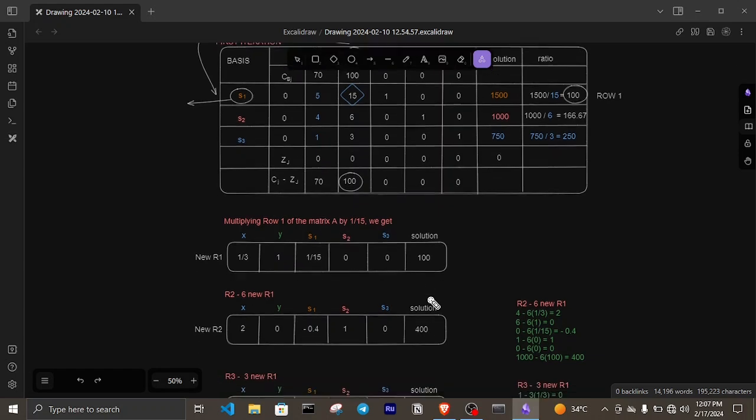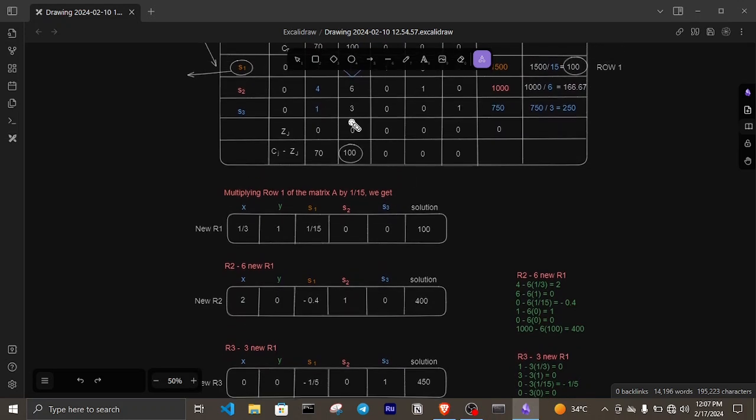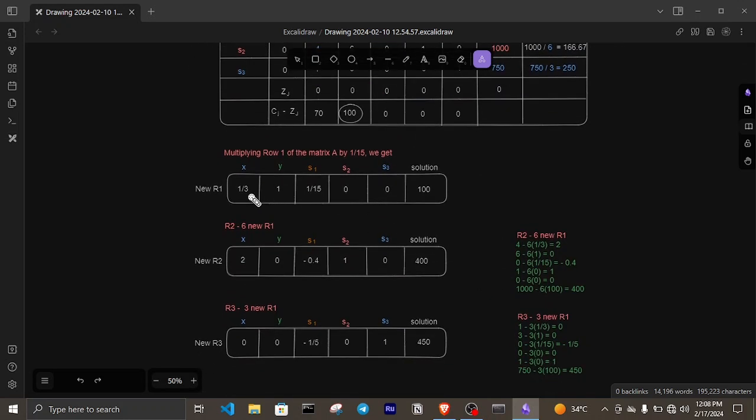So the same thing for our new row 3. I take row 3 minus 3 times the new row 1. So in the green, I have all my row 3 values here, and then minus 3, and then all my new row 1 values in the brackets, and I'm going to get these values. So I come back here to input my values. So from these new row 1, new row 2, new row 3, I'm going to redraw my simplex tableau.